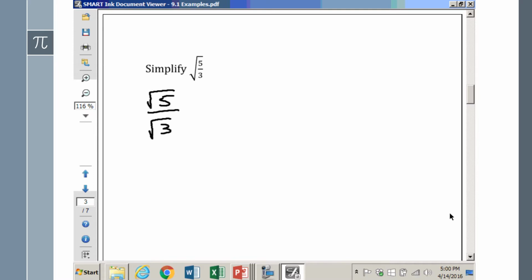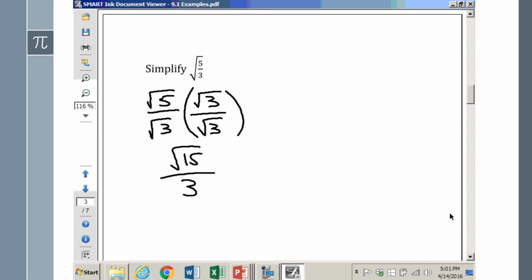Since I cannot have a radical in the denominator, I'm going to multiply this value by 1 in the form of the square root of 3 over the square root of 3, therefore maintaining the same value but eliminating the radical in the denominator. Square root of 3 times the square root of 3 is 3. Square root of 5 times the square root of 3 is the square root of 15. This is simplified. We can also write this as a fractional coefficient of the square root of 15.